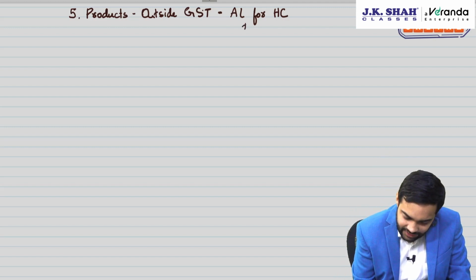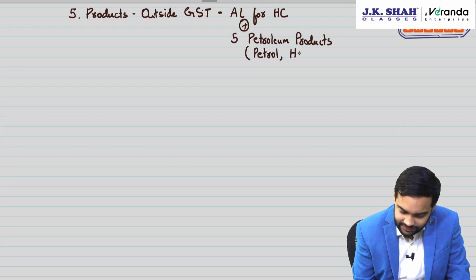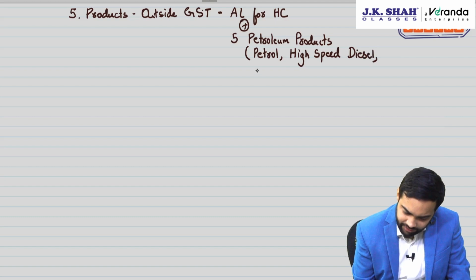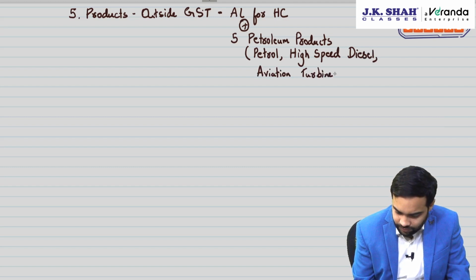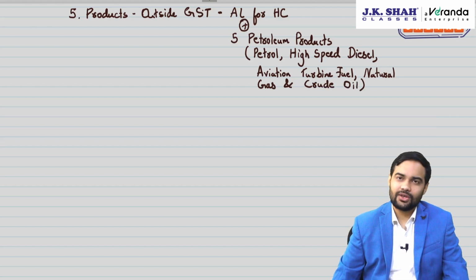And then you have 5 petroleum products. These 5 petroleum products are petrol, also known as motor spirit, high speed diesel, aviation turbine fuel, natural gas, and lastly crude oil, that is petroleum crude. So these 5 products are also outside GST.